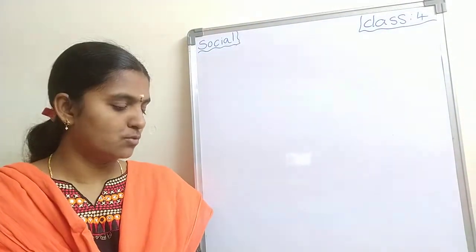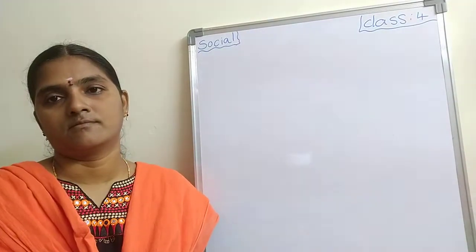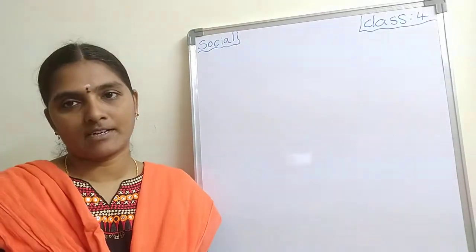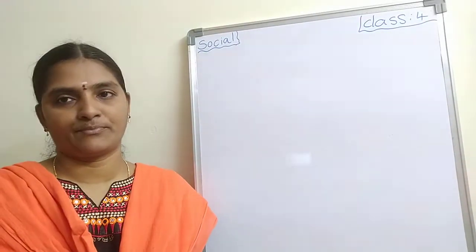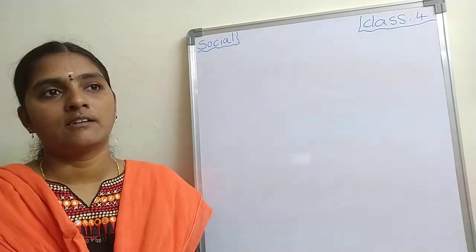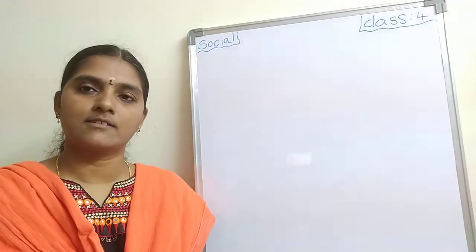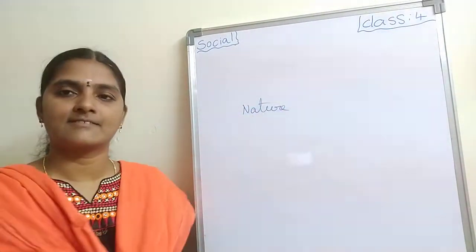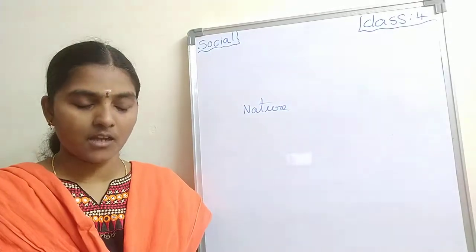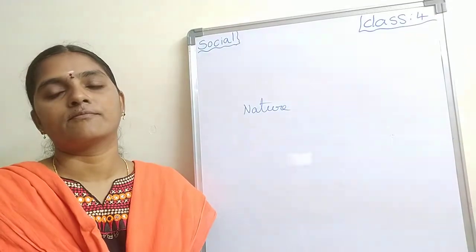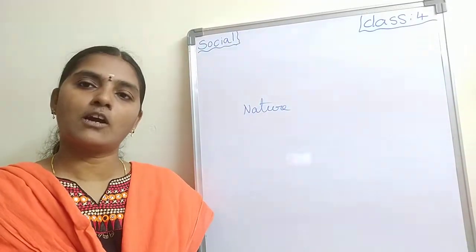What do we need to live? Air, water, food, etc. Yes? Where are the air, water, food and sunlight coming from? Nature. Yes? Nature. The resource which we get directly from nature, what are they called?